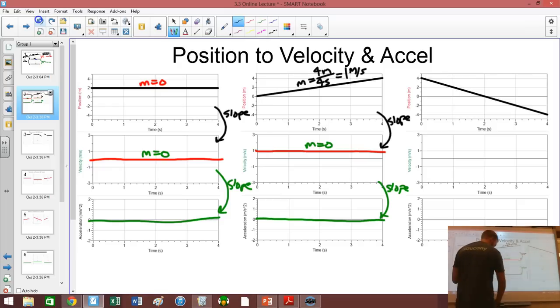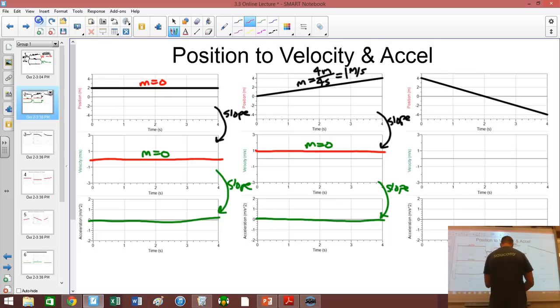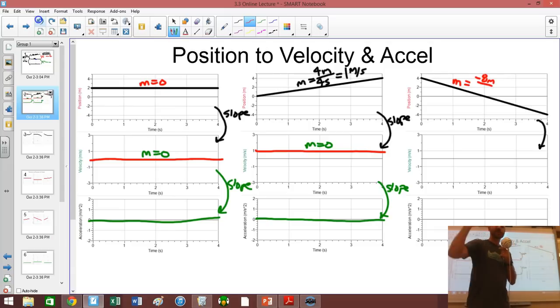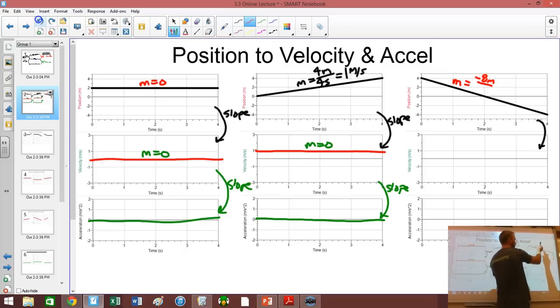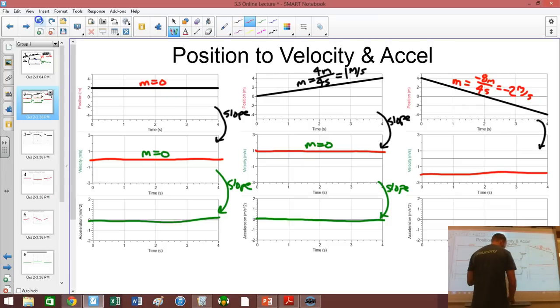The next one. Again, slope. So my slope here, it looks like I go -8 meters. Stay away from the word down, because down means this way. This could be meaning north, south, east, or west. So people, I even get in the habit of saying it, but try to not say up and down. Say it's going -8 meters in 4 seconds. So that's -2 meters per second. So I've got a velocity of -2 meters per second.